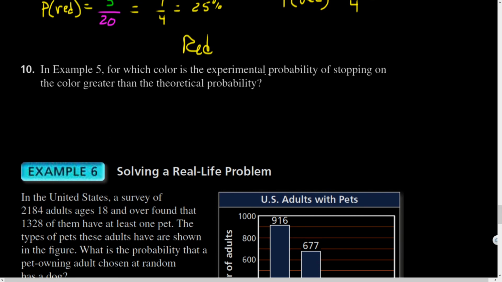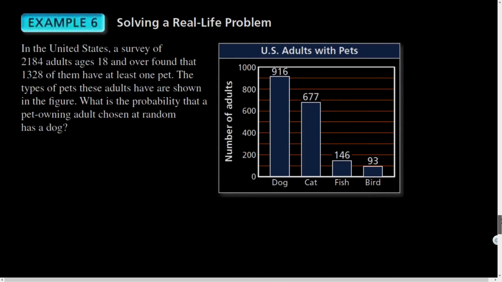Which color is stopping greater than the theoretical probability? That was the green, because 9 out of 20, what's that? I feel like it's going to be like 4 or 5 or something like that. Oh, got him. So yeah, that's 45%. Nice, nice. Okay, last example.